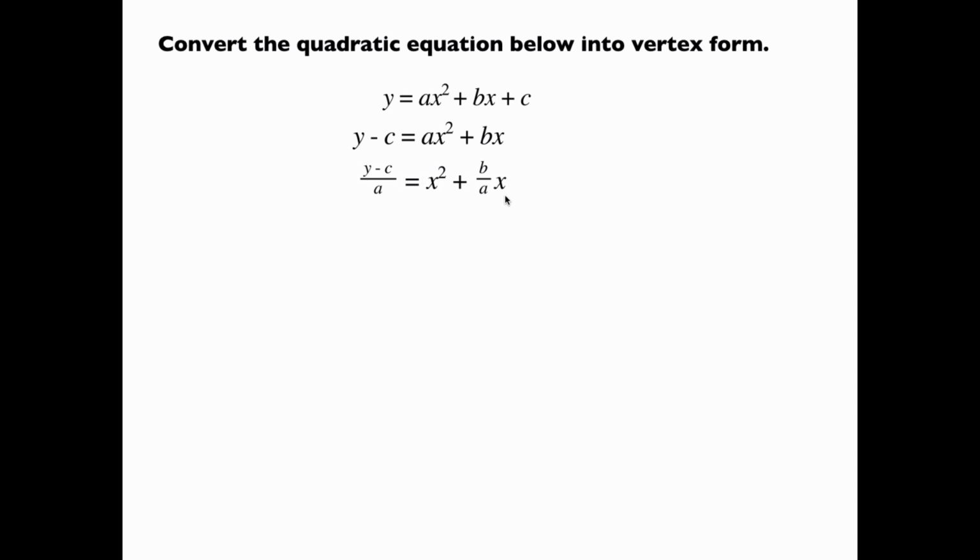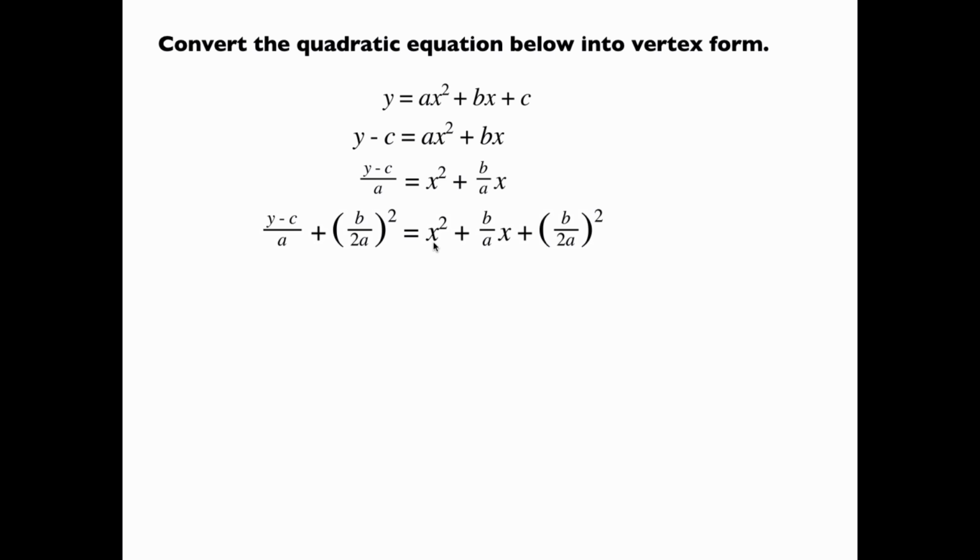At this point, I need to complete the square because I have x squared plus bx. So I'm going to take b over a and I'm going to divide it by 2 and square it. B over a divided by 2 is b over 2a. And when squared, well, we'll worry about that later, and I'll show you why in a second. So I've just written b over 2a squared on the right side. And since I added it here on the right side, I have to add it over here on the left side to keep the equation balanced.